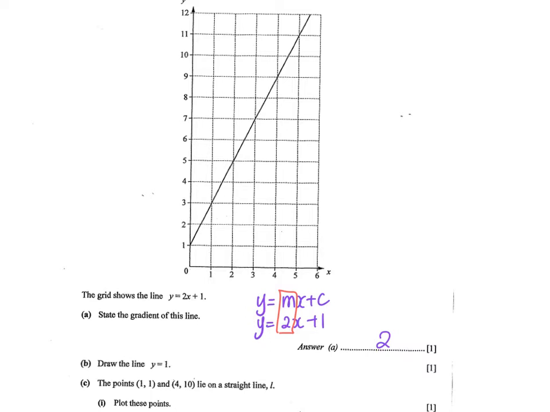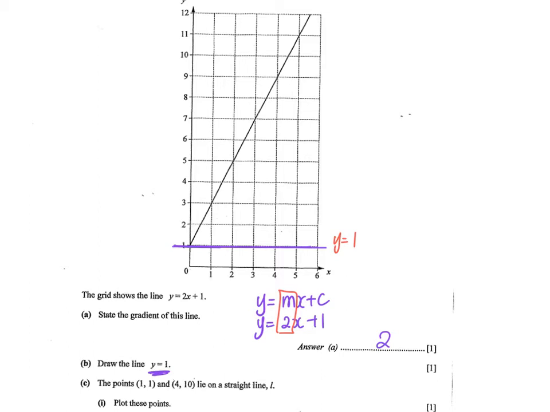Now next they ask us to draw the line y equals 1. If I want to draw the line y equals 1, it means it only cuts which axis? Well, y equals 1 only cuts the y-axis at the number 1. So is the line that cuts only the y-axis at 1 a horizontal or a vertical straight line? Well, it's a horizontal straight line. So it will look something like this. So this will be y equals 1.